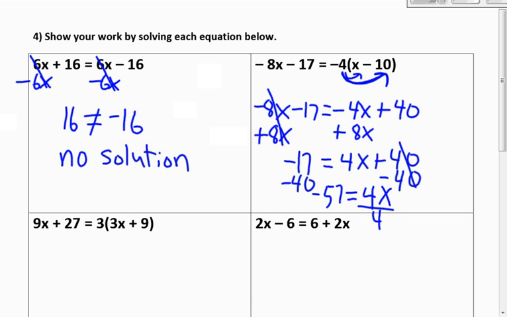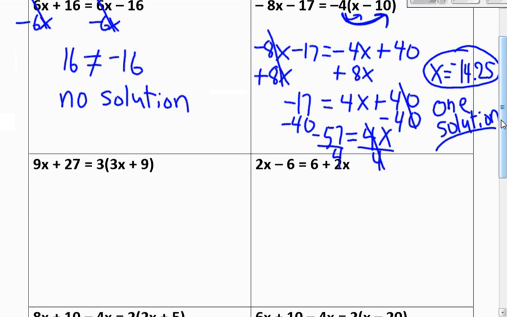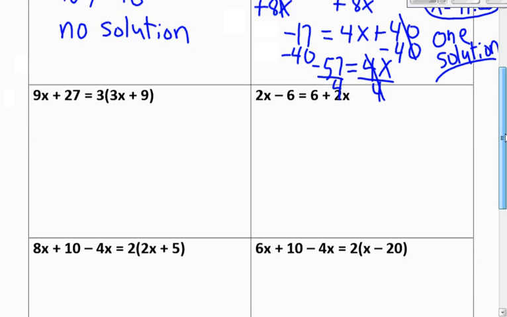You divide by 4. Divide by 4. And x equals negative 14.25. That is the solution, so that's one solution. So keep on going with the problem. If you get one solution, you have to show that x equals whatever the x is equal to.